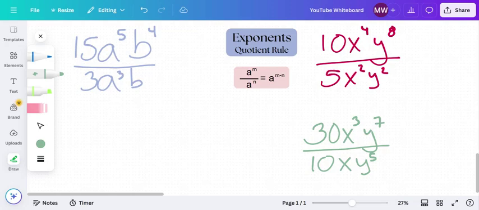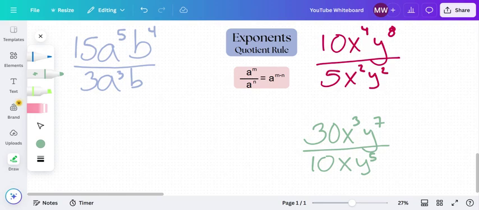In this video, we'll continue practicing the quotient rule of exponents. This time we're adding in coefficients to our problems. So remember, the quotient rule tells us that anytime we are dividing bases that are the same, we can subtract our exponents to get our new exponent in our answer.